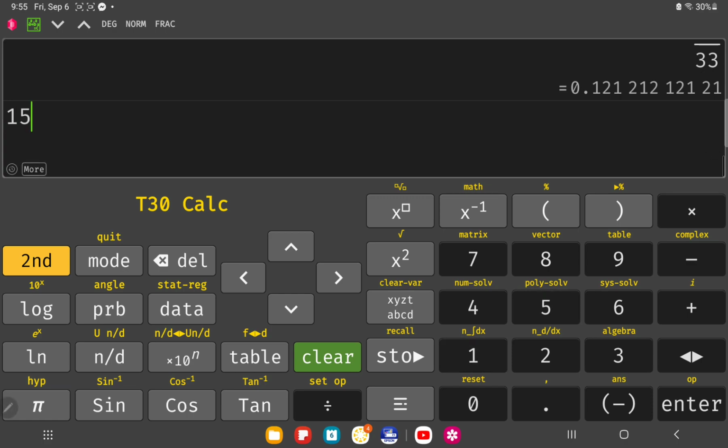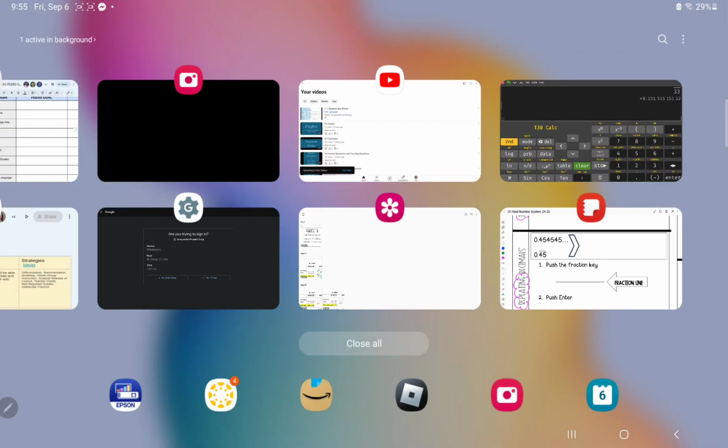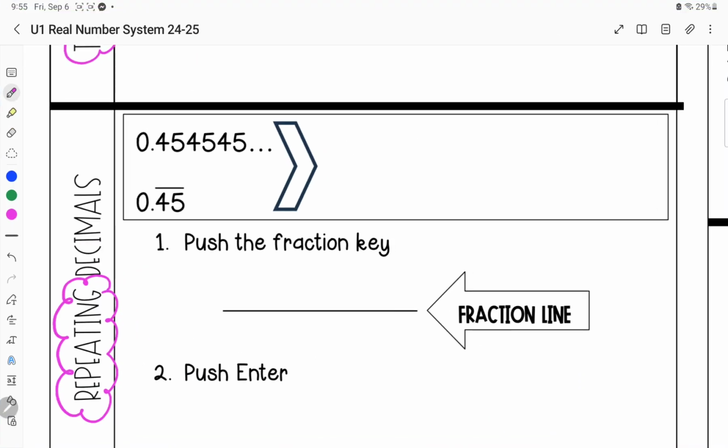What happens if I put in 15 divided by 99? We get out 1, 5, 1, 5, 1, 5, and so on. And again, it's going to round it up if it can. This is still a repeating decimal. So this trick will work as long as we have the same thing repeating.